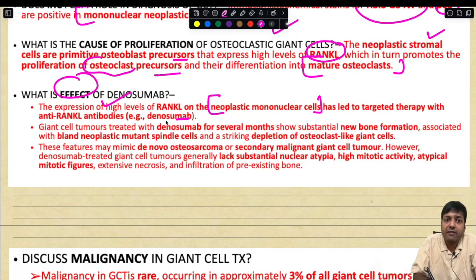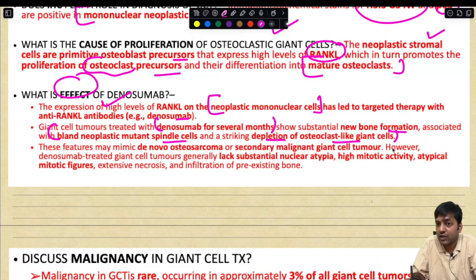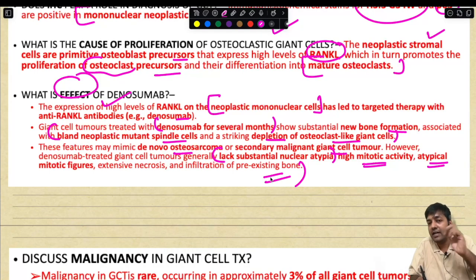Giant cell tumors treated with denosumab for several months will show substantial new bone formation associated with bland neoplastic mutant spindle cells and a striking depletion of osteoclast-like giant cells. These features may mimic de novo osteosarcoma or secondary malignant giant cell tumor. However, denosumab-treated giant cell tumors lack substantial nuclear atypia, high mitotic activity, atypical mitotic figures, necrosis, or infiltration of pre-existing bone. So this is how you differentiate a denosumab-treated giant cell tumor from a de novo osteosarcoma. This is a very important point of differentiation.